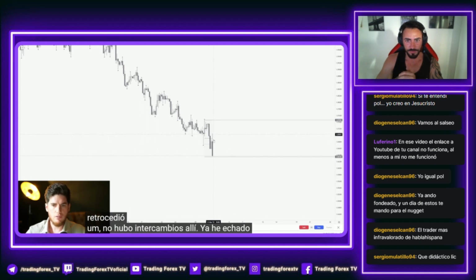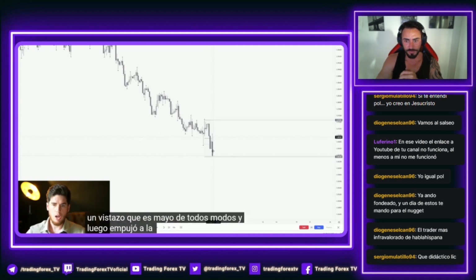There was no trades in there. I've already had a look, but that's May anyway. And then it pushed lower again. So it's a second bearish body close below that recent fractal low, meaning that this now becomes FT. This is follow through.